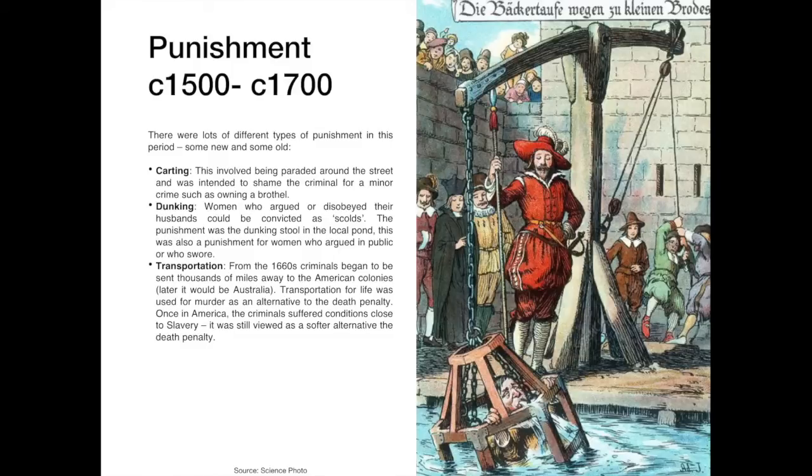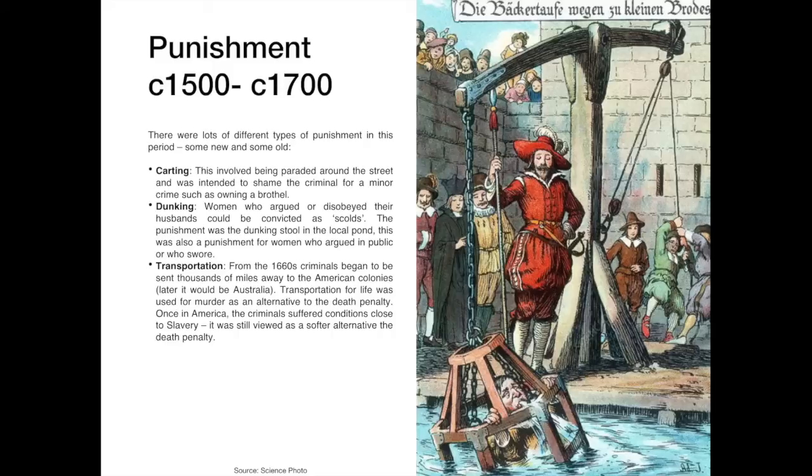Carting. This involved being paraded around the street and was intended to shame the criminal for a minor crime, such as owning a brothel. Dunking. Women who argued or disobeyed their husbands could be convicted as scolds. The punishment was the dunking stool in the local pond. This was also a punishment for women who argued in public or who swore.